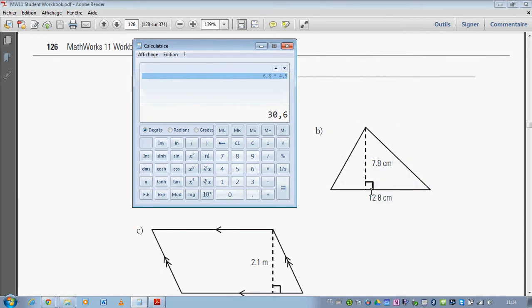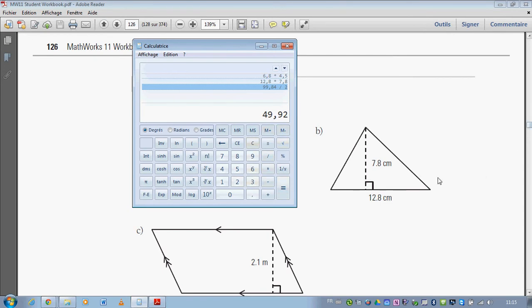Now for the area of this triangle on the right hand side here, once again it is base times height divided by 2, or times 1/2. I personally prefer to just divide by 2. So base is 12.8 times height, 7.8, and then divided by 2. It's 49.92 for that one.